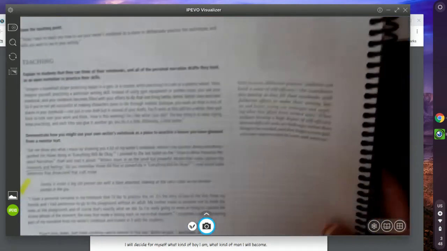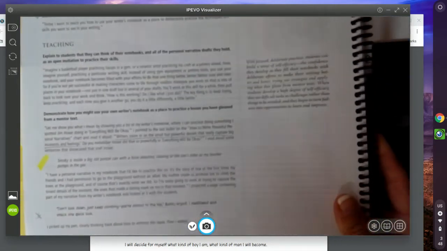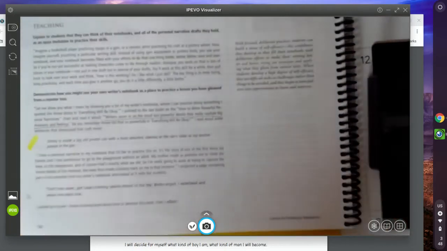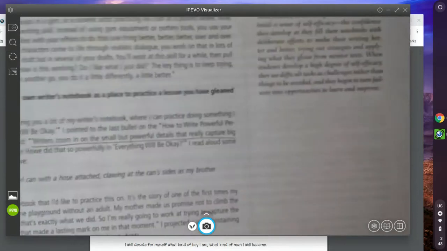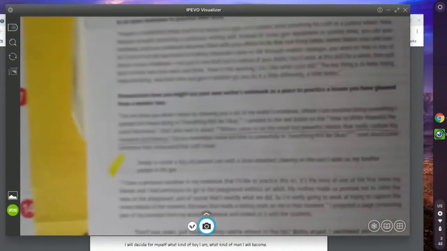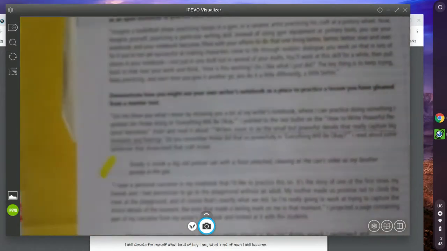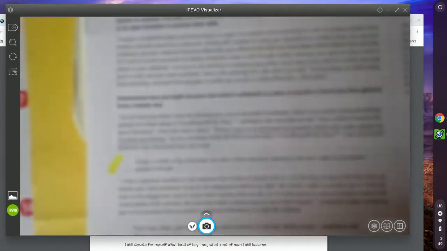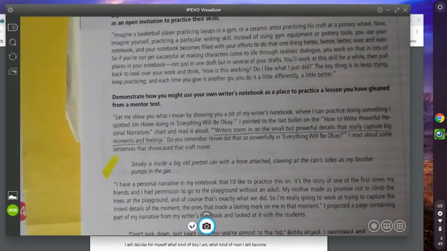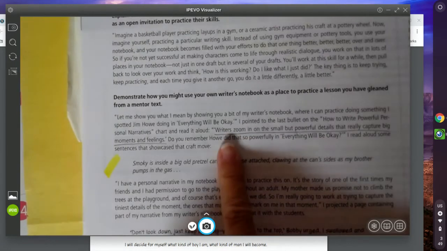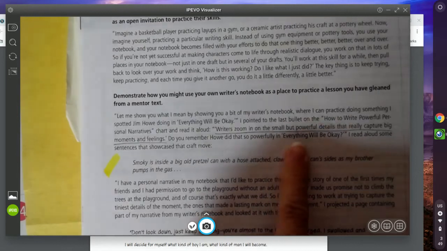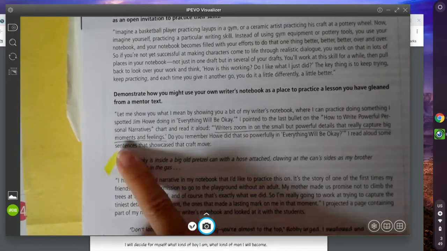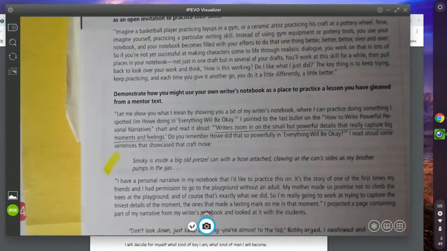All right, and I want you to go back. I have an excerpt here from Everything Will Be Okay. And this would be an example of slowing down a particular moment, a small moment. Give me a second here to focus in. Right. And you can see that I even underlined this when I was reading and learning about this. Writers zoom in on the small but powerful details that really capture big moments and feelings.